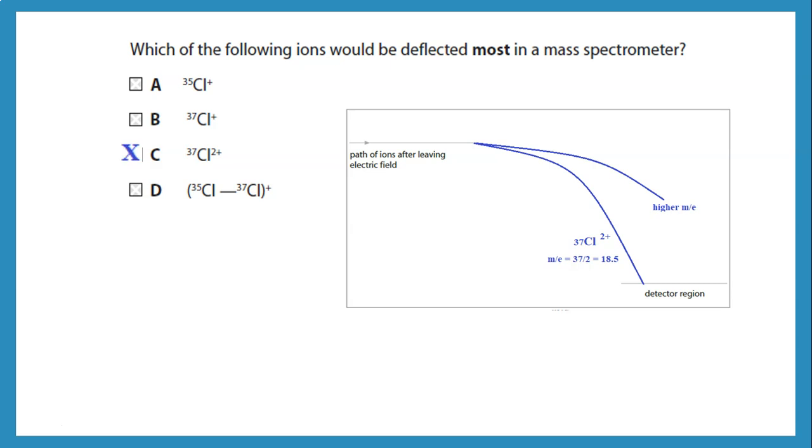So looking at this, of course, A has m over e 35, B has m over e 37, but C has m over e 37 over 2. Of course, D would have 35 plus 37, so that is big also. So the one with the smallest m over e is the choice in C.